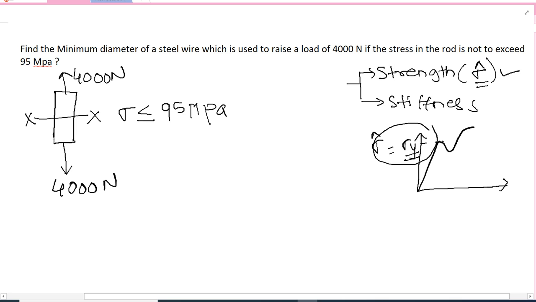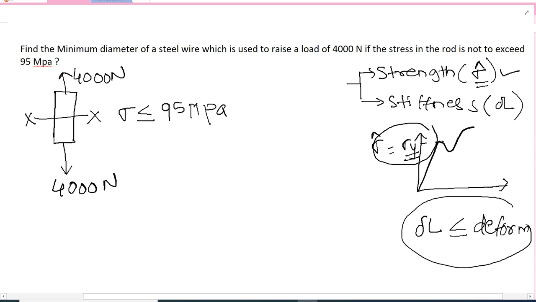And stiffness, suppose we say that here the limit is set by delta L. If during the operation the deformation exceeds this delta L, then we say that the material has failed. If the deformation is less than the limit set by the designer, then we say it is safe.